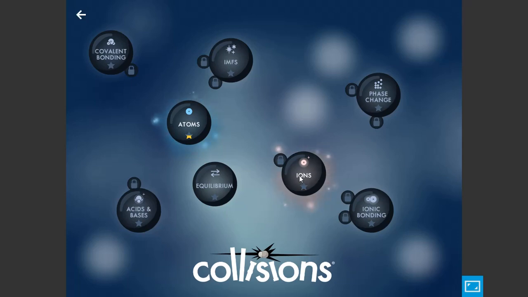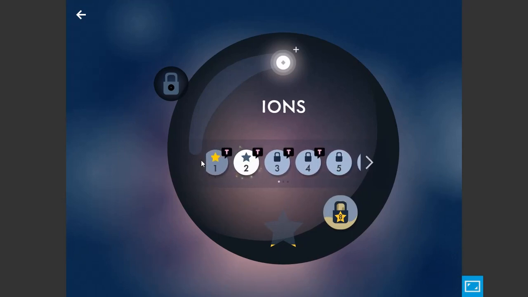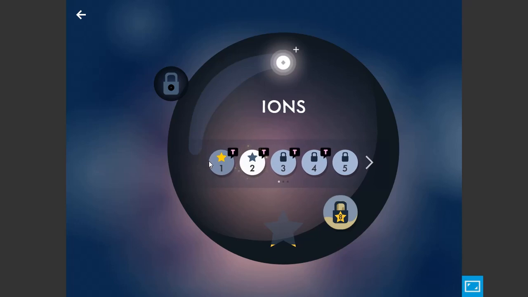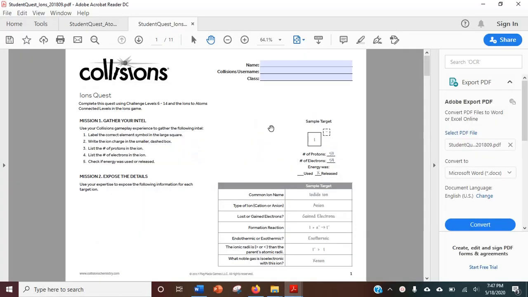So the second lab is for ions. There are about 15 levels for this lab. You do not need to do all 15 levels. So again, T is for tutorial. Basically, make sure you download the correct PDF. It should say ion. Write your name. You can leave these blank. Here's an example of how to do it.